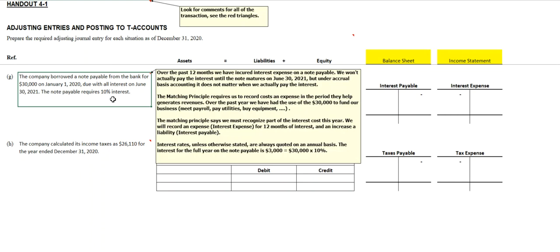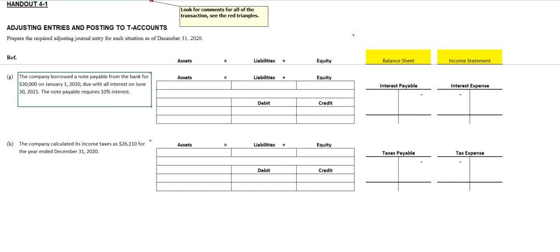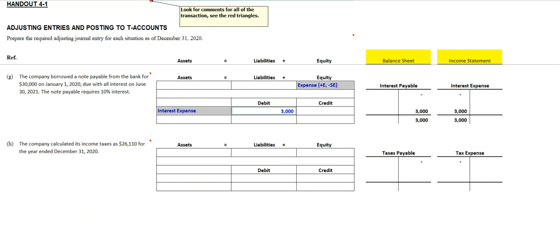for that period from January 1, 2020 to December 31, 2020. Again, we're not going to pay it till June, but we have a liability and need to record an expense. So we will record $3,000 in interest expense and $3,000 in interest payable. We record that interest expense with a debit to interest expense for $3,000. And again, that will reduce net income and reduce retained earnings. And we've got our $3,000 credit to interest payable.